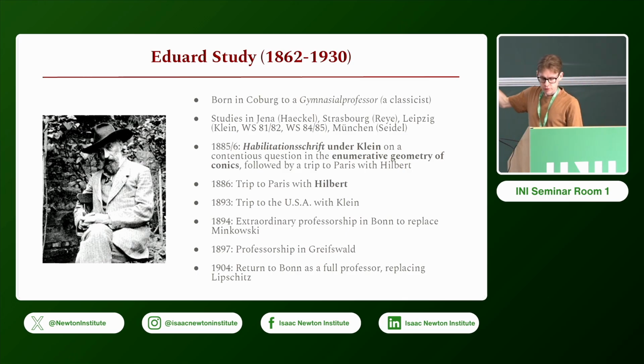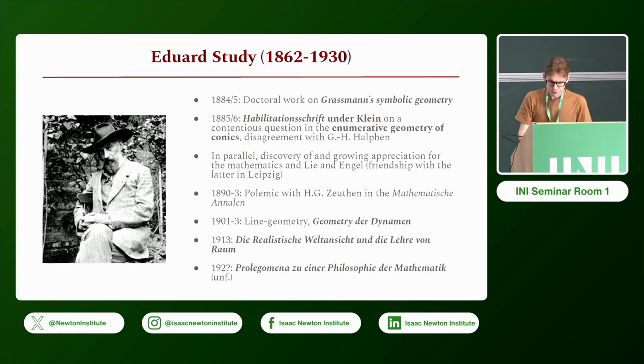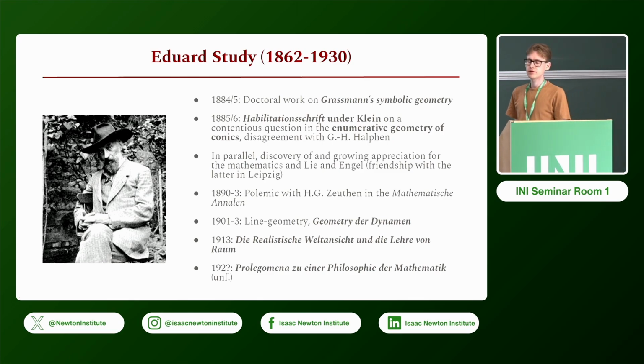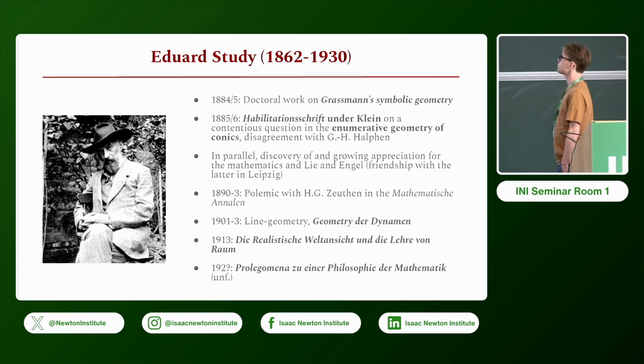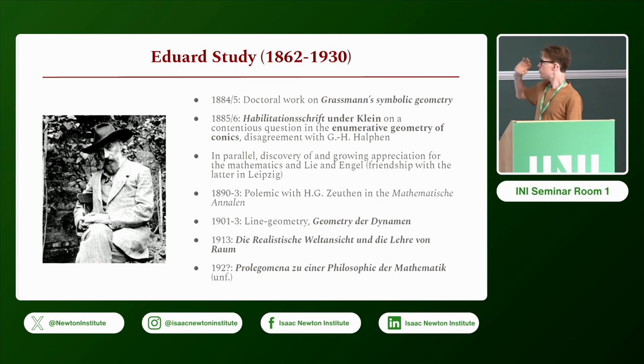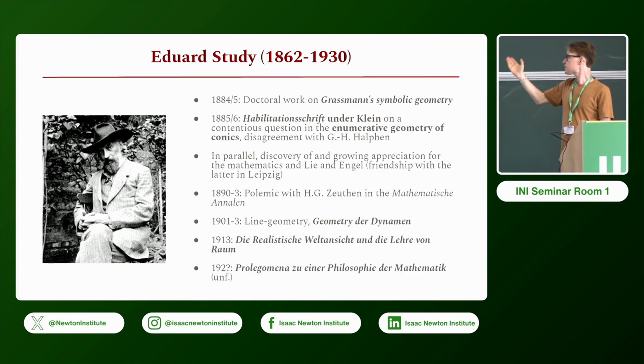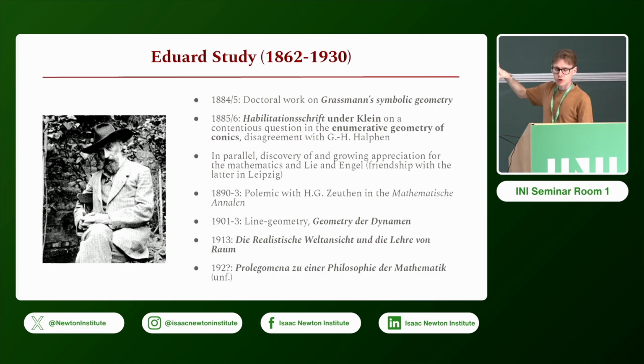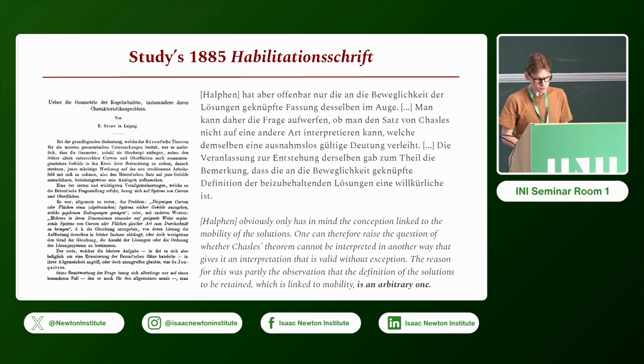and then had a sort of normal career in German academia. Was a professor in Bonn, mostly, and someone who was very much inspired by the mathematics of Lie and Engel. The latter he met in Leipzig, but who also wrote a lot about kinematics, line geometry, as well as, unlike Halphen or Hermite, a lot of philosophy of mathematics, very polemical philosophy of mathematics, which we'll say very little about today.